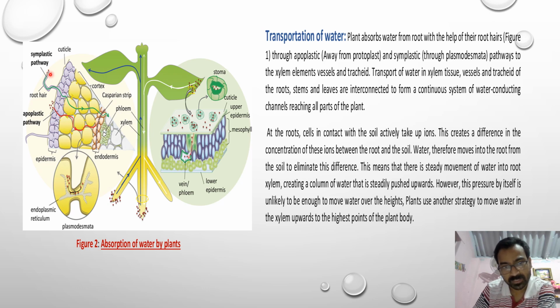So if water is coming through the plasmodesmata, it is called the symplastic pathway. If not through the symplastic pathway, it will come along the line of the cell wall. This is the apoplastic pathway. So whatsoever the way may be, they finally reach the xylem element. This xylem element is connected with the xylem element of the stem and the branches of the plant. So we have learned about the absorption of water.